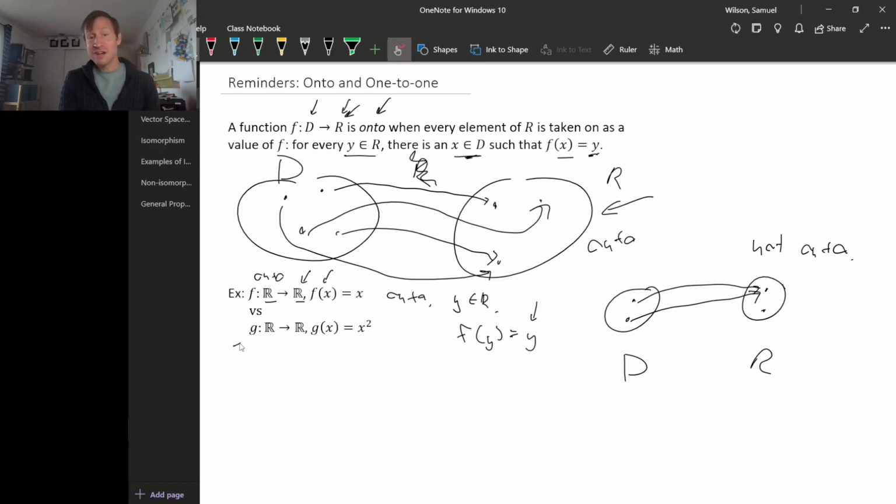Now contrast this with the function g going from real numbers to real numbers, given by g of x is x squared. This is not onto, because is there a real x so that g of x is -1? Is -1 an output for this function? No. There's no real input that will produce -1 as an output. So this function is not onto.